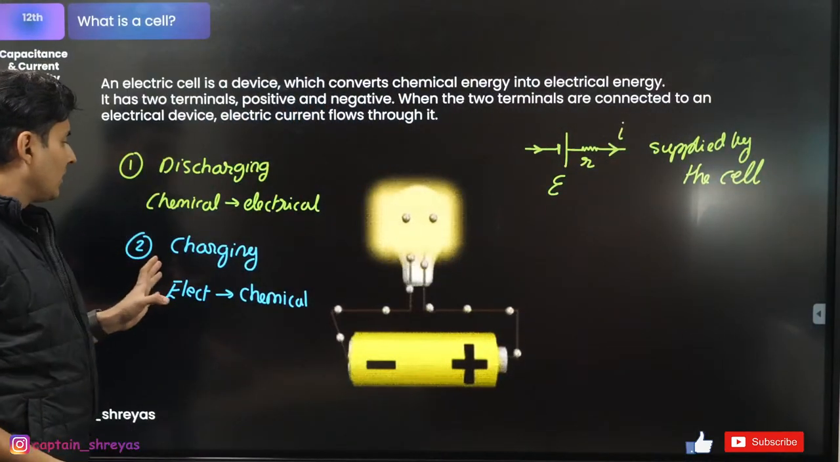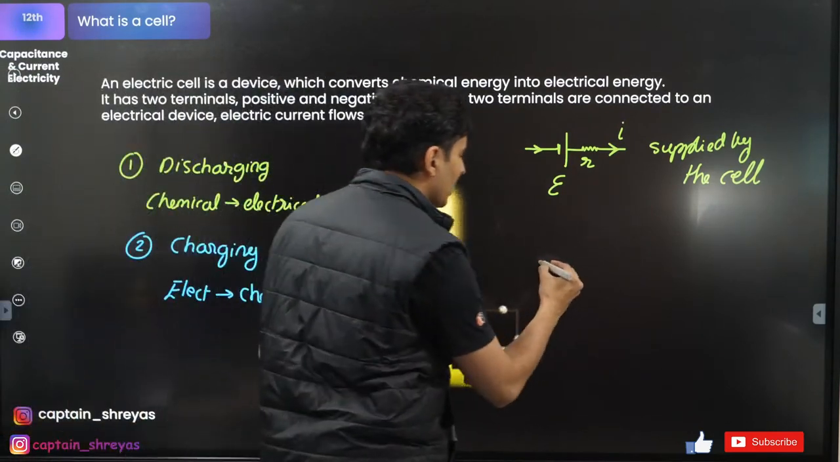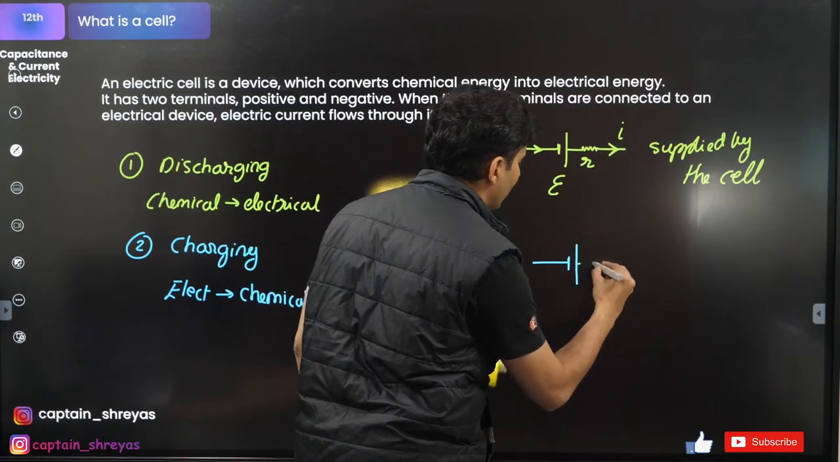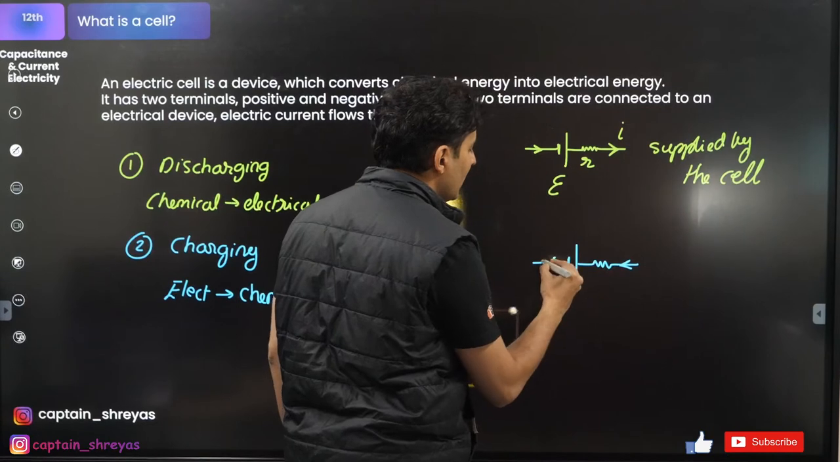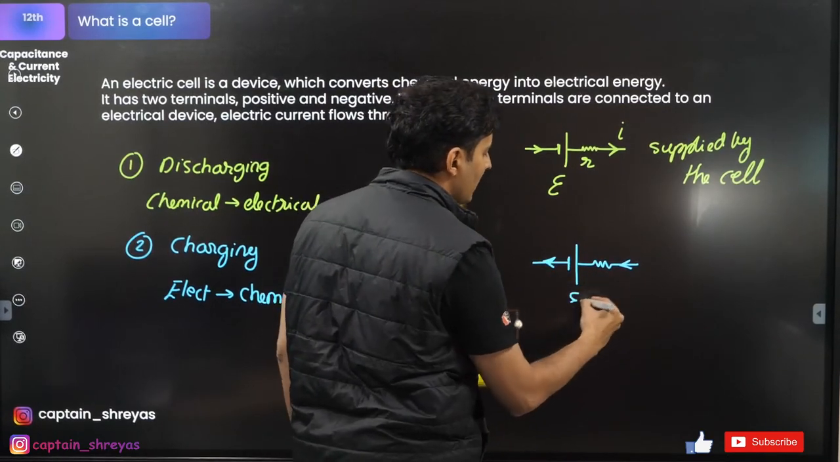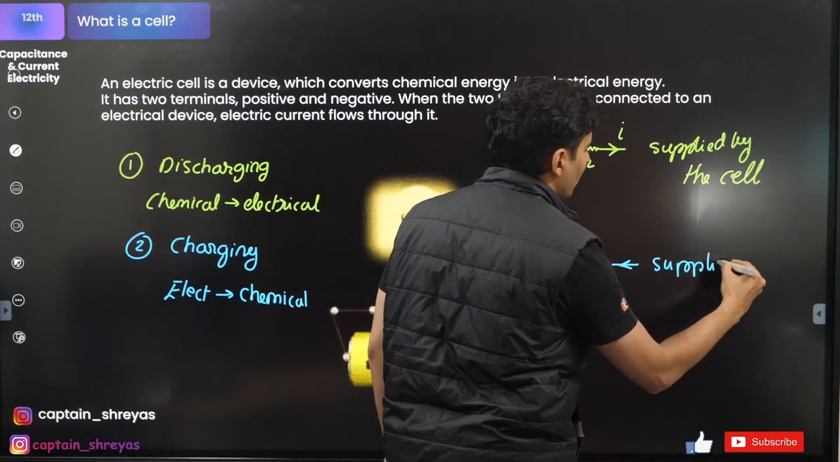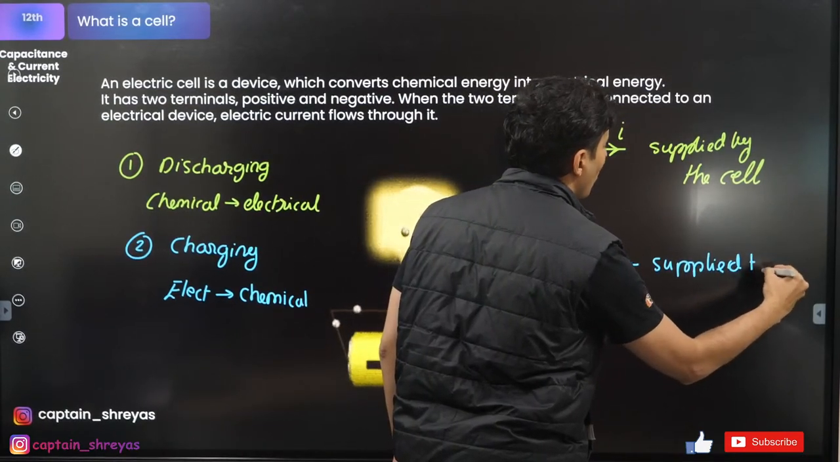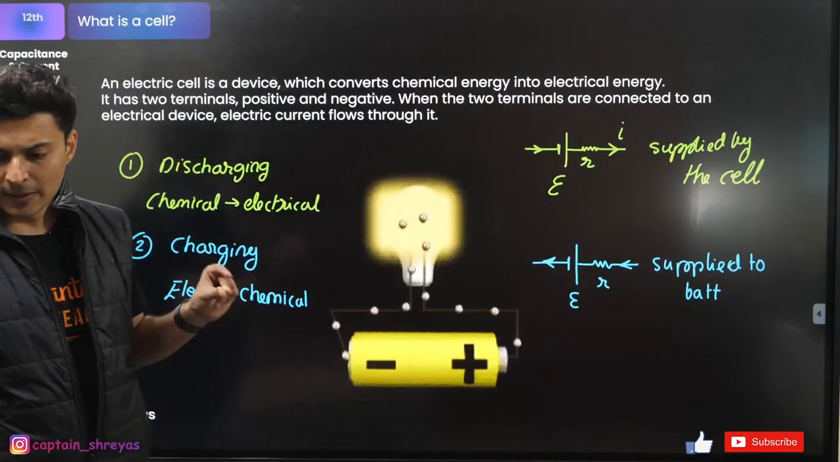If you look at the charging situation, the direction of current will be exactly opposite, guys. It will be coming into the battery. So it is supplied to the battery. Very, very important. Is that clear?